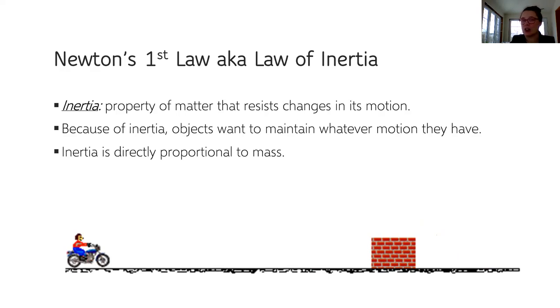So Newton's first law is also known as the law of inertia. Inertia is just the property of matter that resists change in motion. Inertia is kind of one of those weird things, and it's hard to describe. Because of inertia, an object wants to maintain whatever motion it has.